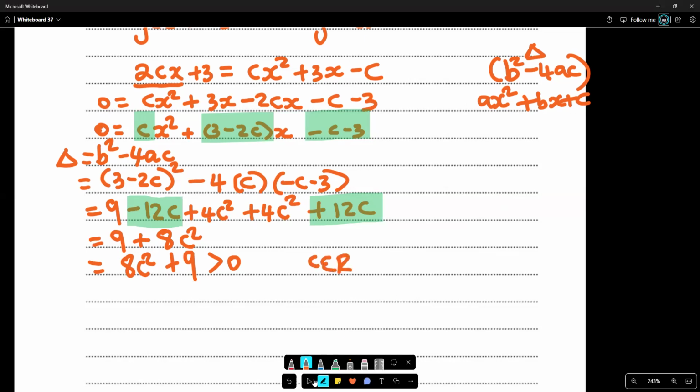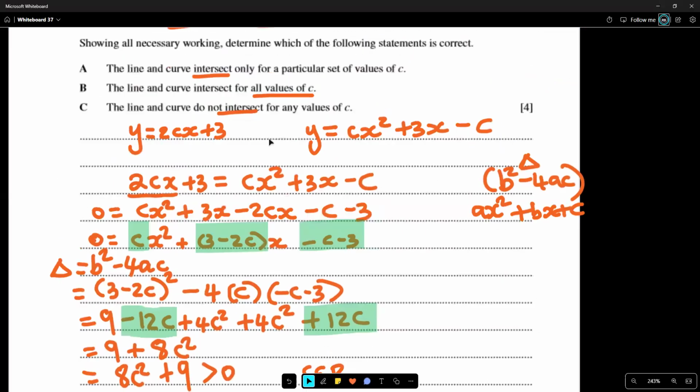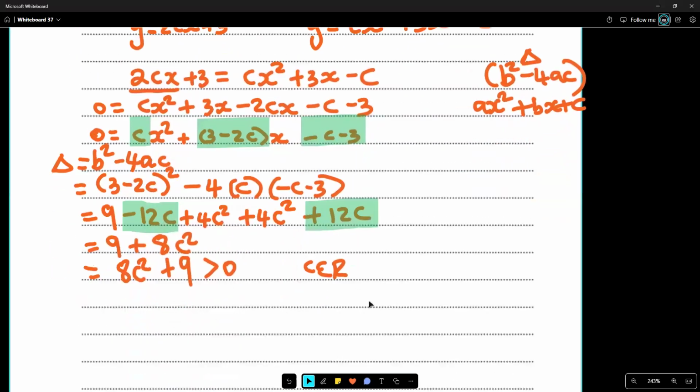Right? Now let's go back up and see which option we're going to take. A, the line and the curve intersect only for a particular set of values of c. That's not true. This is true for all values of c. So the correct answer is B, ladies and gentlemen. You see, the line and the curve intersect for all values of c, as long as c is a real number. Right, so the option you're going to say is therefore option B.